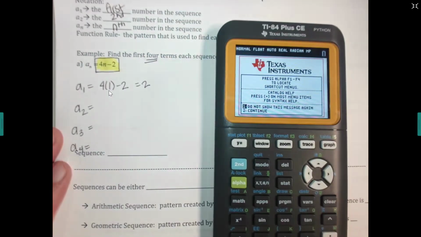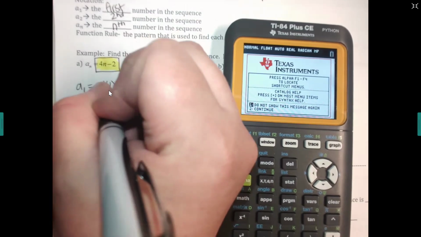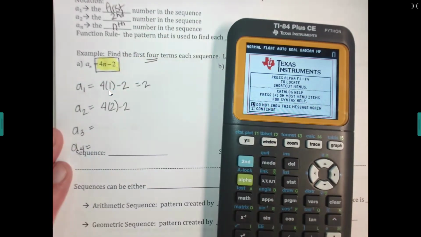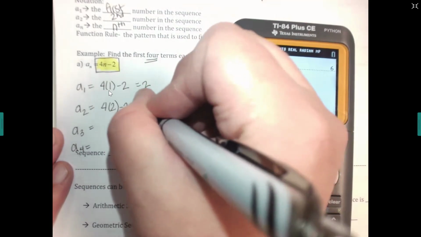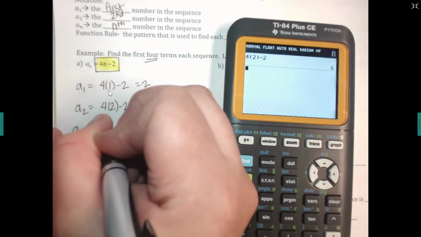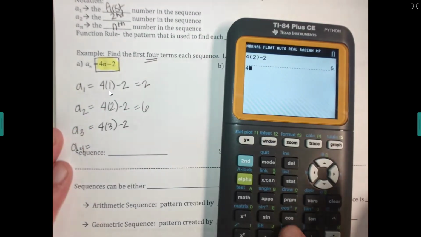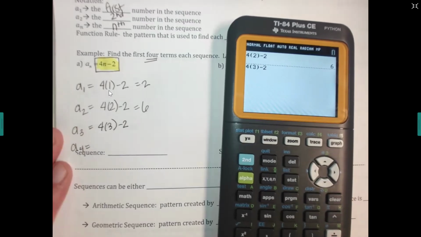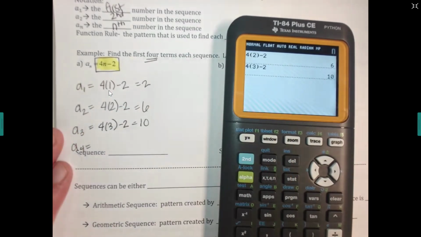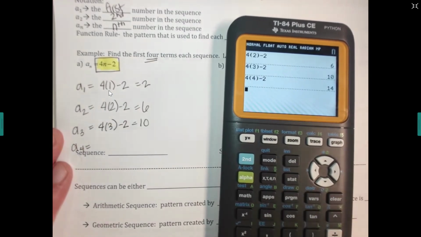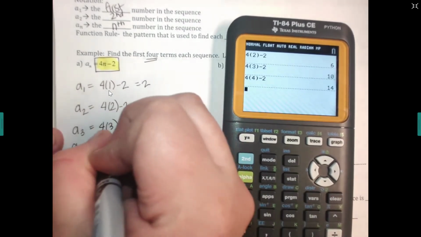Very good. Then I'm going to change my n to a 2 for the second number. So it'd be 4 times 2 minus 2. What would that be? It'd be 6. Next one, I do 4 times 3 minus 2. You're essentially just swapping out what that n number is to get the next number. So my next number would be 10. And then 4 times 4 minus 2, my last number would be 14.